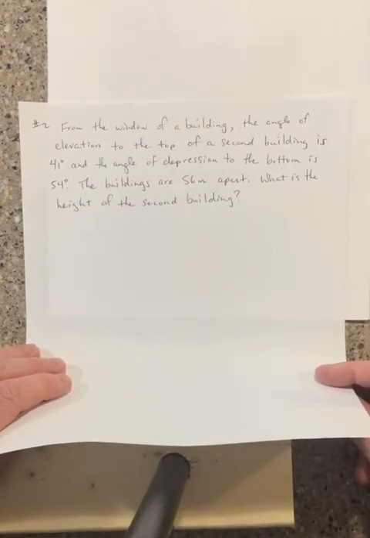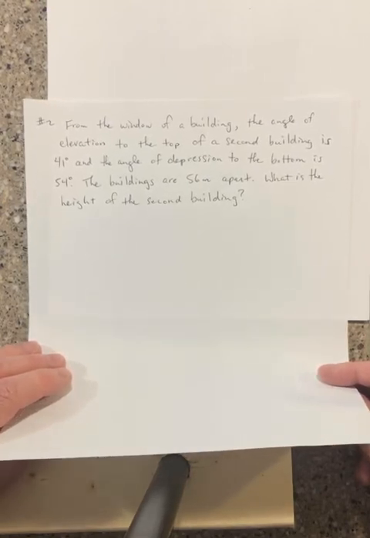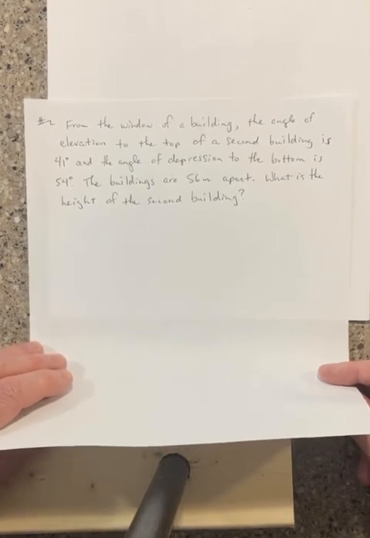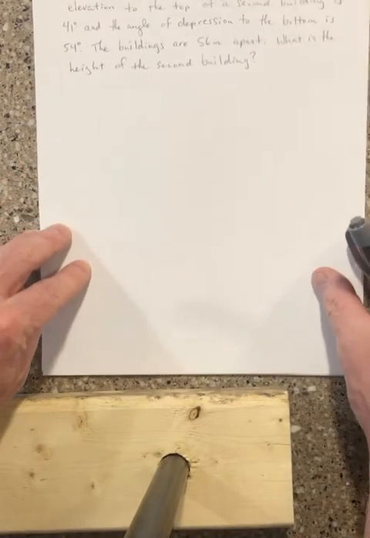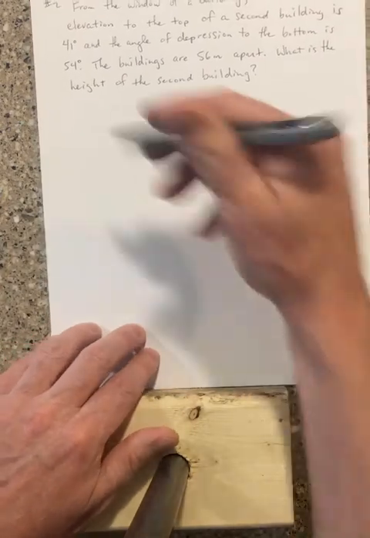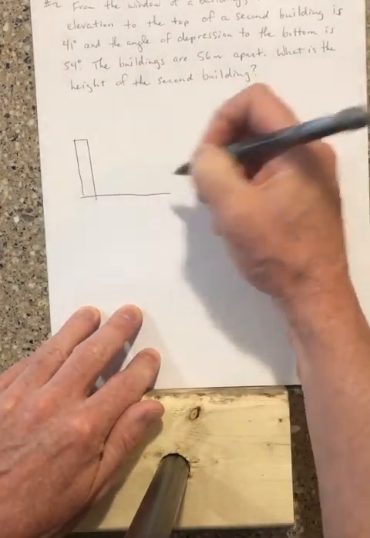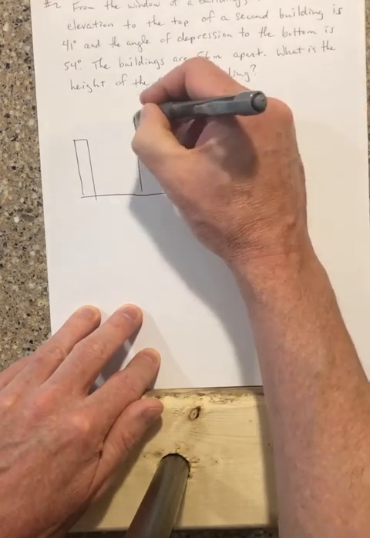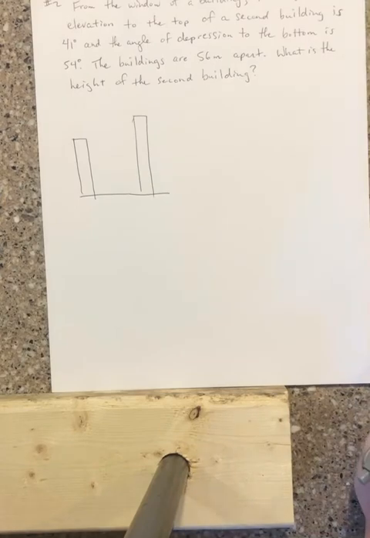From the window of a building, the angle of elevation to the top of a second building is 41 degrees, and the angle of depression to the bottom of that building is 54 degrees. The buildings are 54 meters apart. What is the height of the second building? So once again, let's draw this up. So we have building 1, and we have building 2, and we want to know the height of building 2.